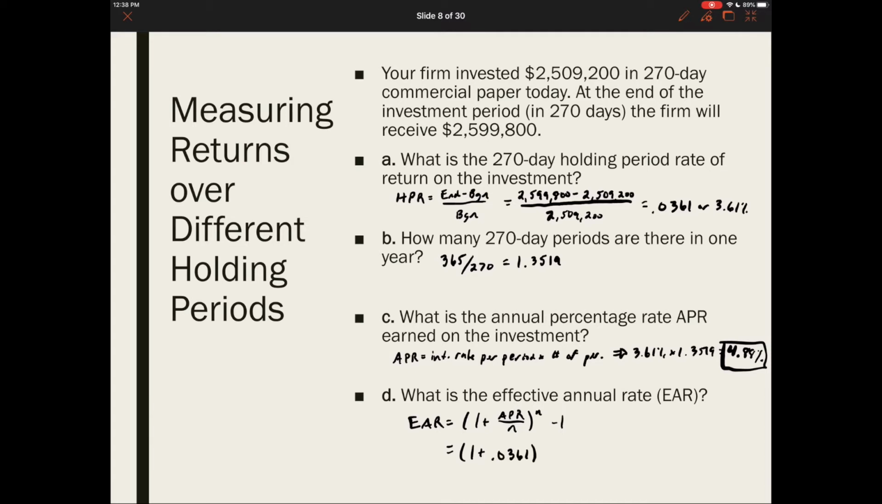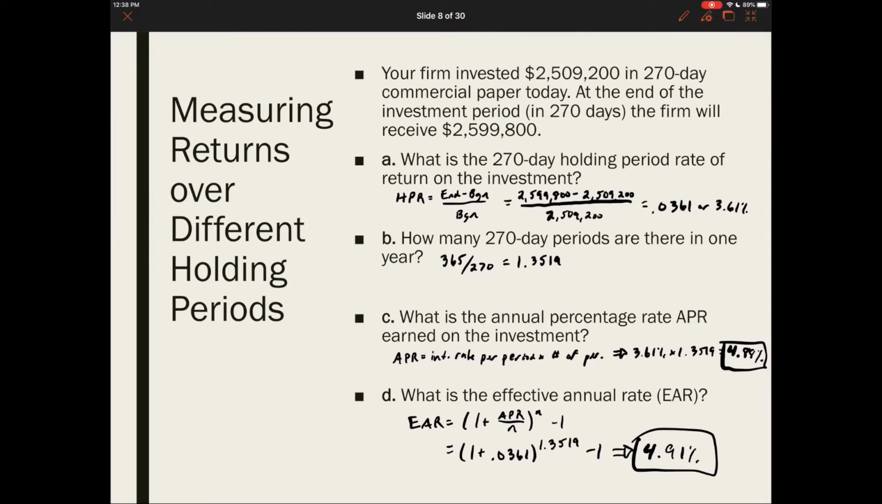And notice that I made the conversion here into decimal form since I am using an equation here. And I'm going to raise it to the number of periods per year, which is the 1.3519, and I subtract 1, and I get an EAR of 4.91%. So as I mentioned, slightly higher than the APR. EAR will always be higher if there's more than one compounding period.